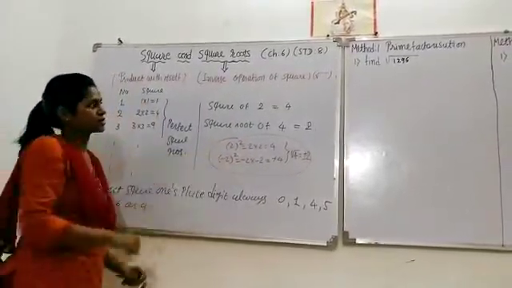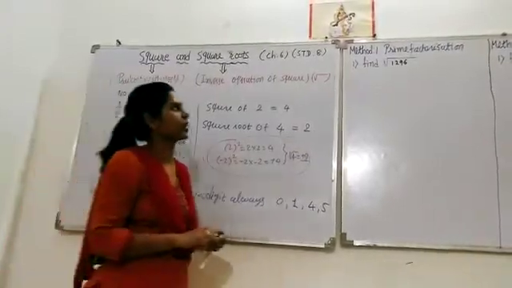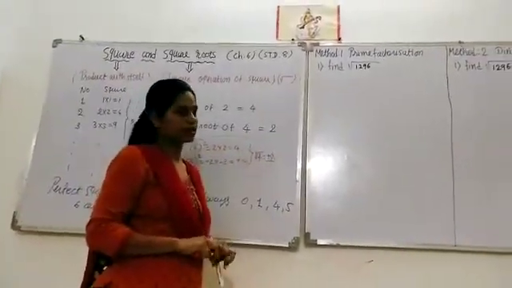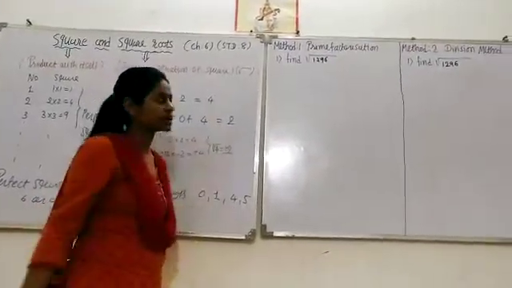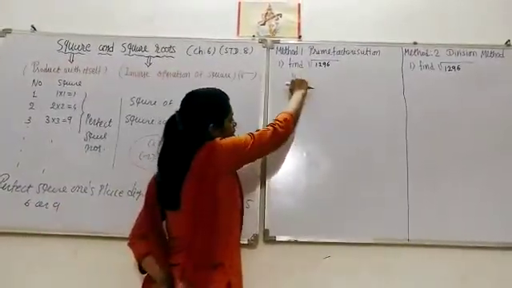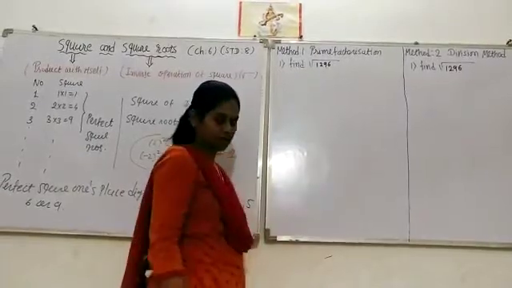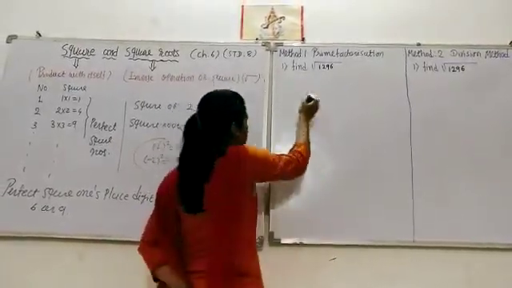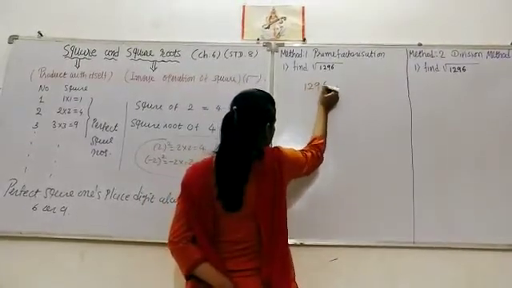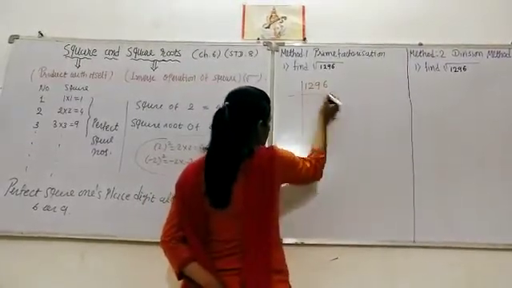For finding a square root we have two methods. First is the prime factorization method and second is the division method. Let us consider one example for prime factorization. Find square root of 1296. First of all you should find the prime factors of the given number. So 1296, find out its prime factors.